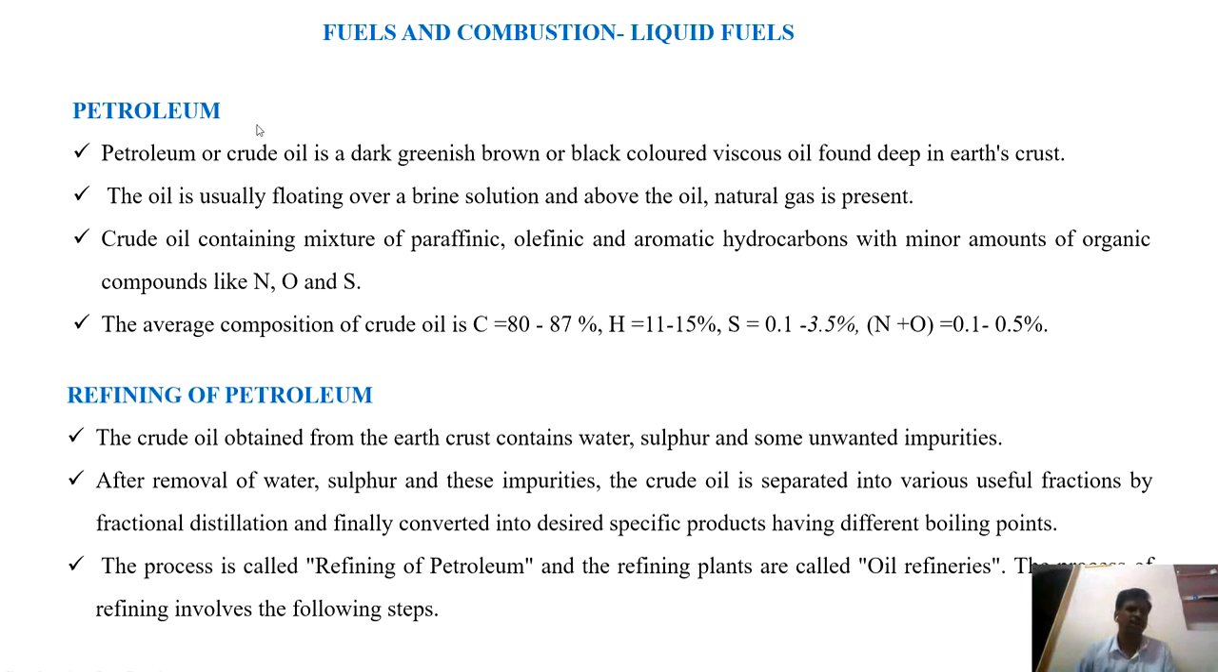Next, petroleum properties we have to discuss. Petroleum, or crude oil, is a dark greenish or black colored viscous oil. We separate this oil from the Earth's crust. This oil is floating over the brine. And this crude oil is made up of paraffin, olefinic, and aromatic hydrocarbons. And sometimes it may have nitrogen, oxygen, sulfur. The composition of the crude oil is given here.